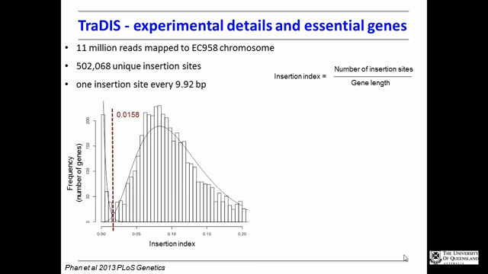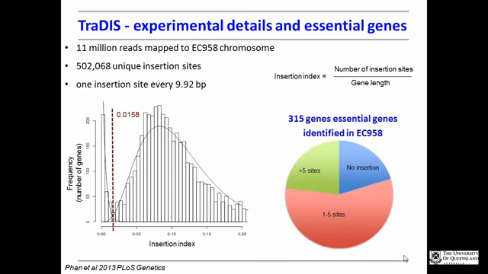And the only way to explain that would be that these are essential genes required for growth under those conditions. And so we came up with a criteria: either no insertion, 1 to 5 sites, or greater than 5 but less than, I think it's 10 or 15 or something, based on the significant calculations. And these comprised our essential gene list in EC958.